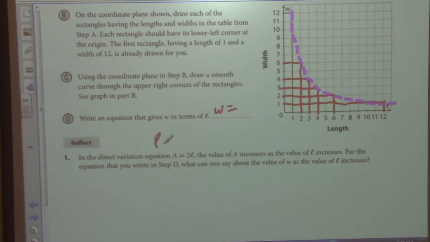Remember, it's L times W equals 12, right? So W equals what? 12 over L. 12 over L. And so this is an example of an inverse variation function or equation. And for an inverse variation, we call that value 12 the constant of variation.